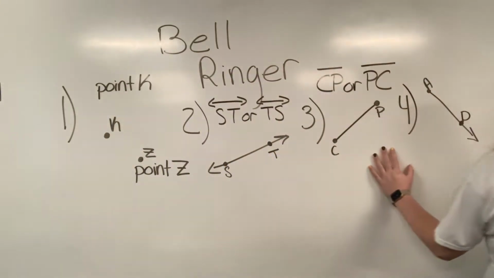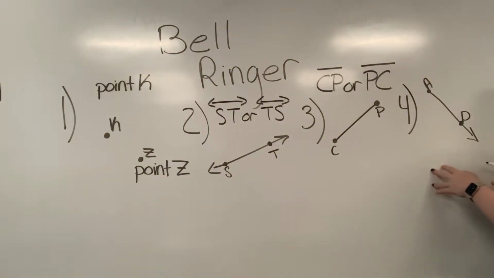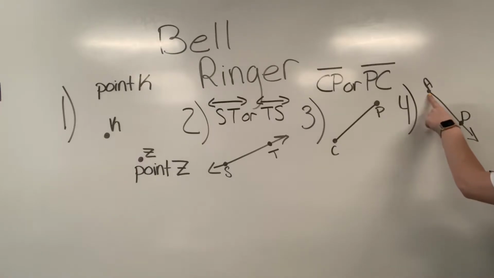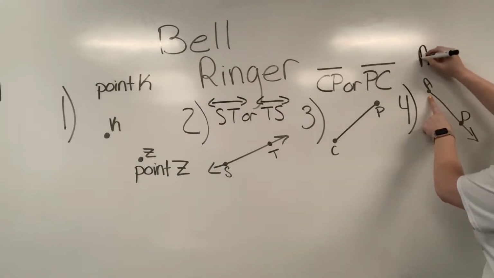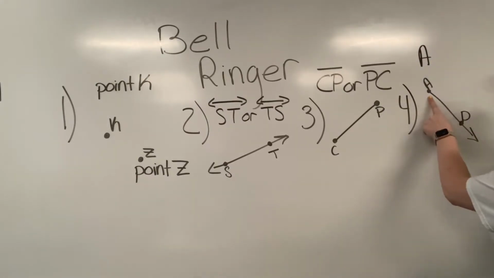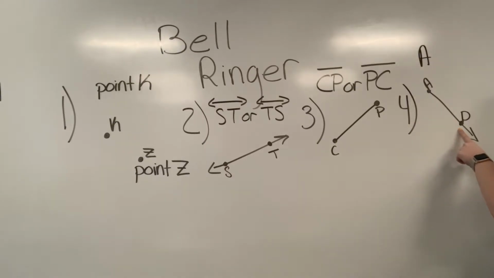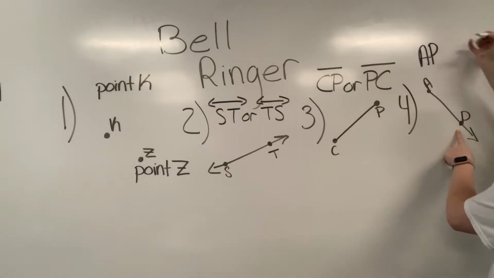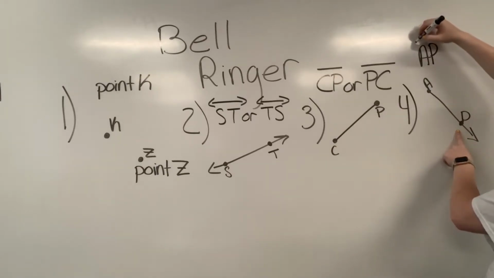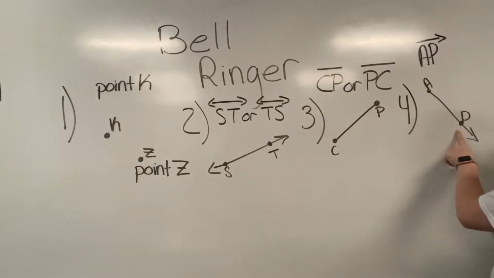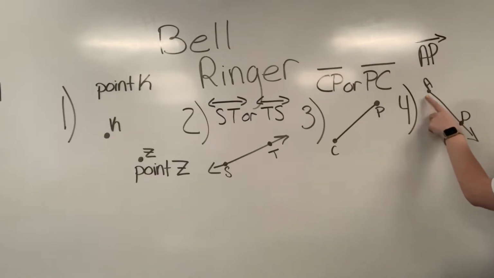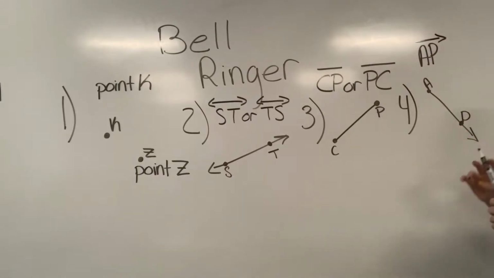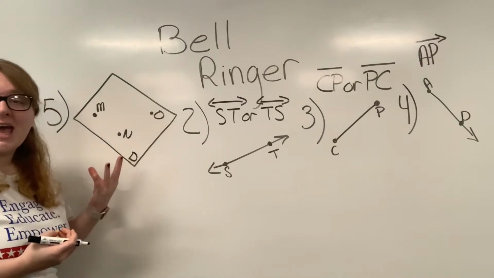Finally, we have a ray. With a ray, you want to start always with your starting point. So we have a starting point of A here, so we will always write A first. Then we follow the line and see another point that it goes through. It goes through a P. So this would be capital A, capital P, with a line going one direction because this goes on in one direction.